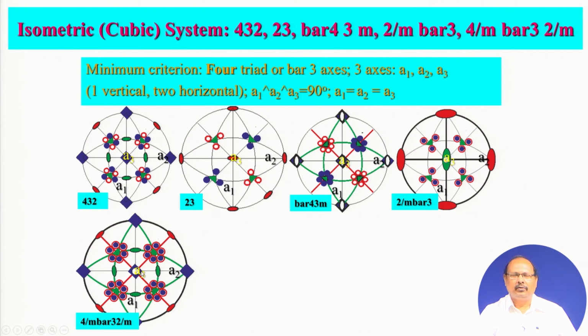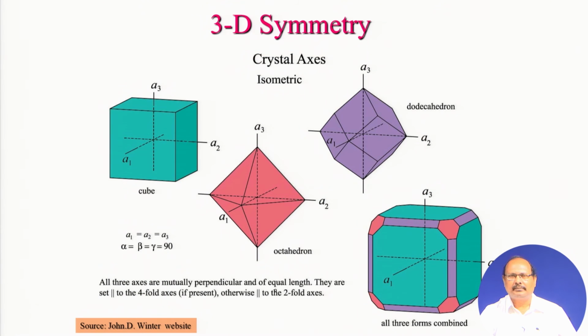So, with this I have shown you what the minimum, basic criteria are that are to be used for deciding a particular crystal system, and how the different crystal classes can be allocated under these different crystal systems here. So, this is in a nutshell the different types of crystals under the isometric crystal system.